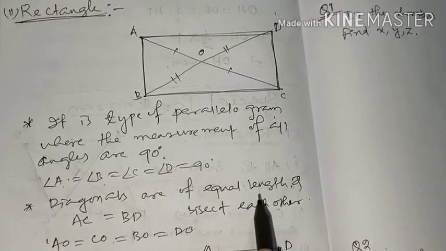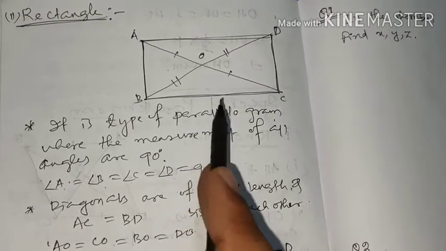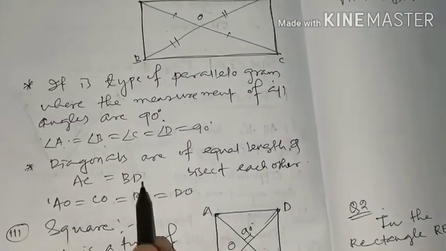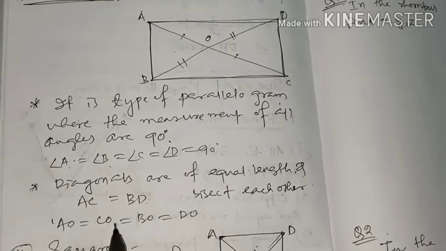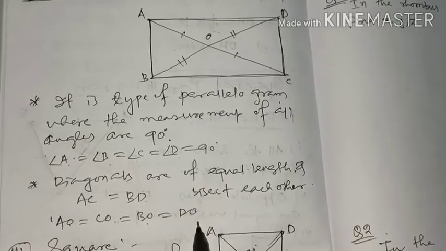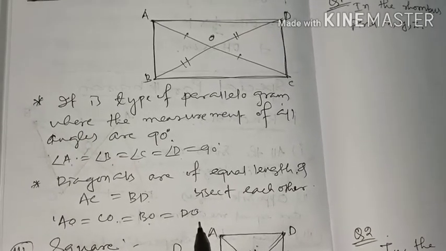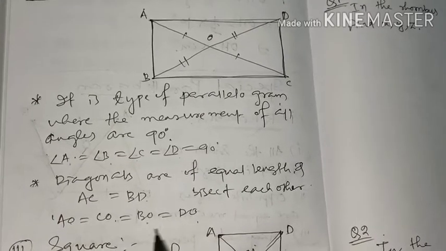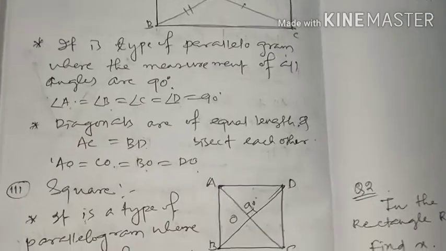The diagonals are of equal length. The diagonals have the same length. AC is equal to BD. So AO is equal to BO is equal to CO is equal to DO, all of the same length, because the diagonals are of equal length and they bisect each other.